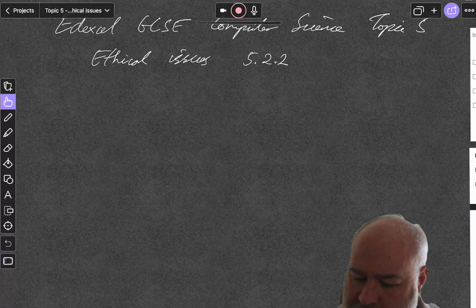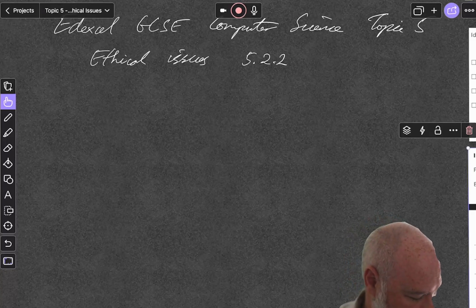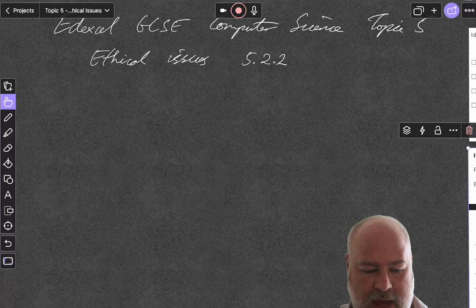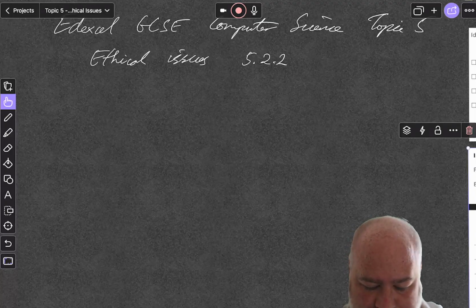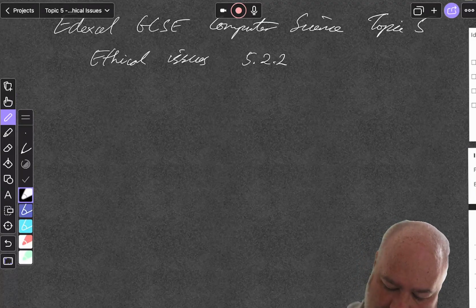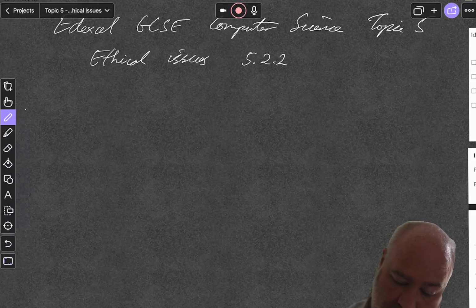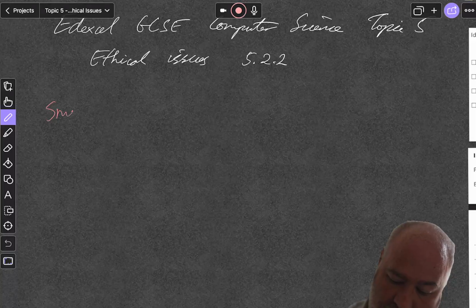Hello students, let's explore topic 5, ethical issues, 5.2.2 under Edexcel GCSE Computer Science. The main considerations here are things like algorithmic bias. This is an idea that will come up. Ethical issues might be related to the data that's being collected. So let's look at an example which will probably come up: smart speakers.